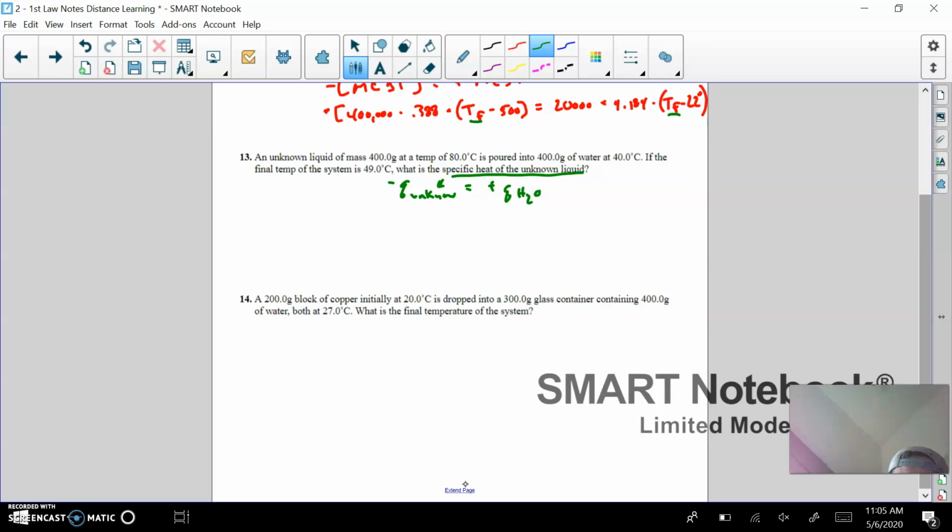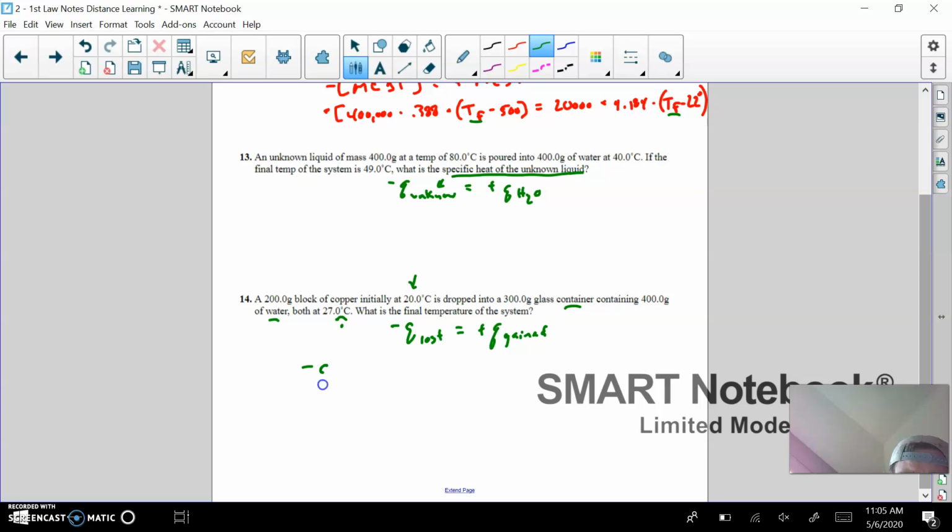Okay, and then the next one: a 200 gram block of copper initially at 20 degrees Celsius is dropped into a 300 gram glass containing 400 grams of water, both at 27 degrees. So here the copper is the cold and this is the hot. All right, so the Q lost is equal to the Q gained. What's losing heat is going to be the glass and the water.